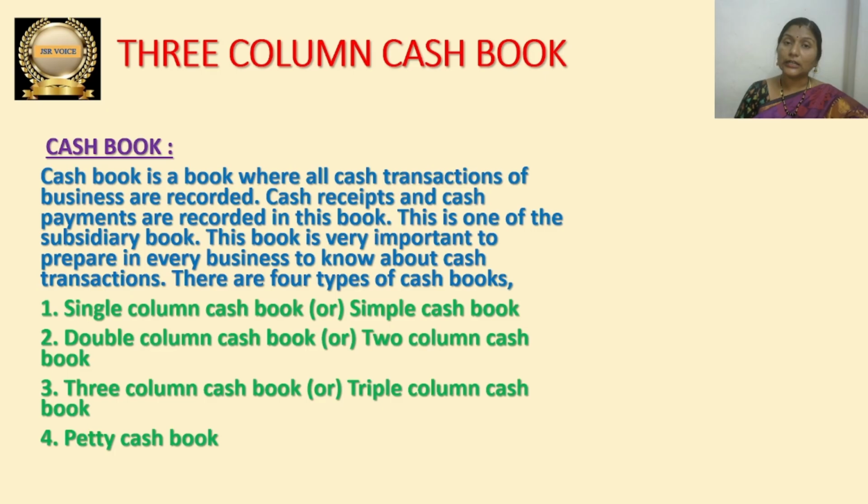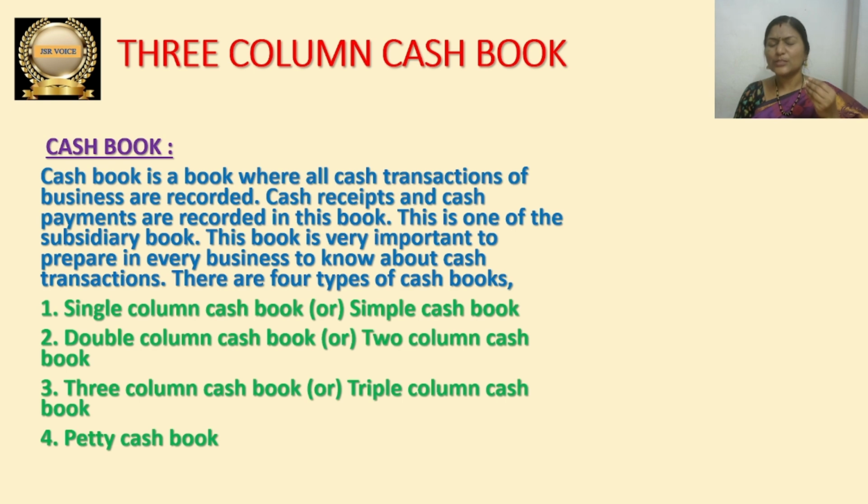And the third one is the 3-column cash book. We can also call it the triple column cash book. So 3 amount columns are there in the cash book. And the last one is a completely different cash book, known as the petty cash book.